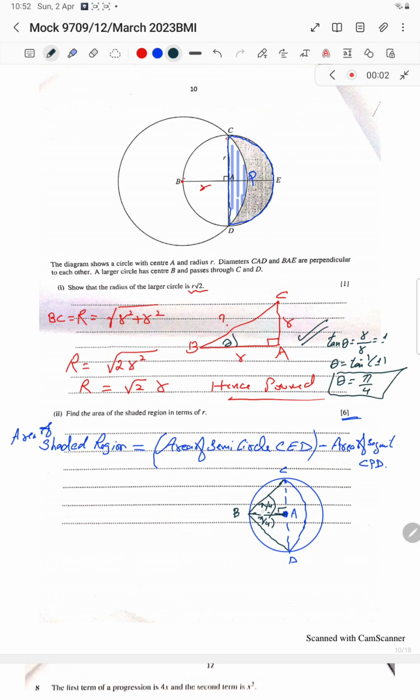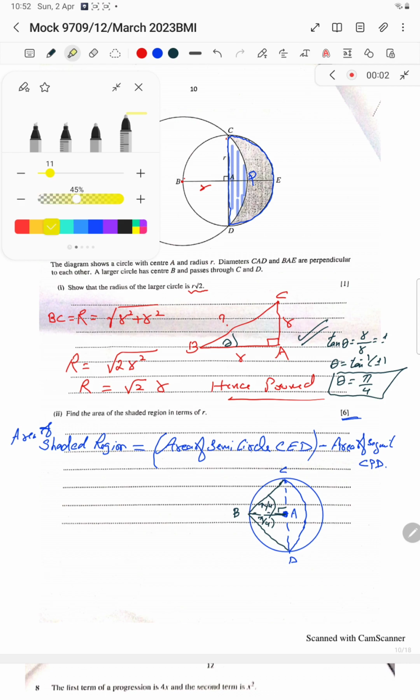So it means if this is pi by 4, it's a diameter as well. So again, perpendicular bisector, so it is pi by 4. So the total angle will give you pi by 2, right? Okay, now I'm going to select the colors.